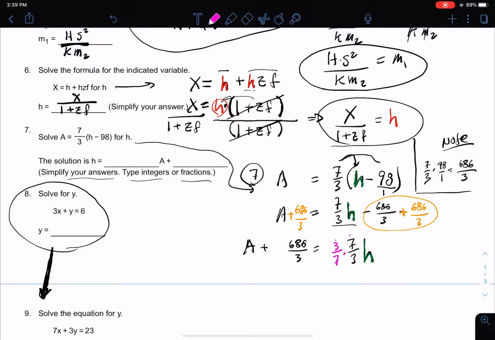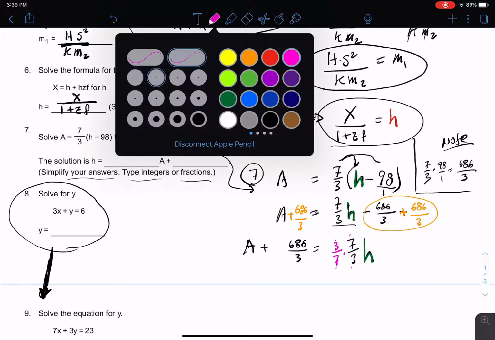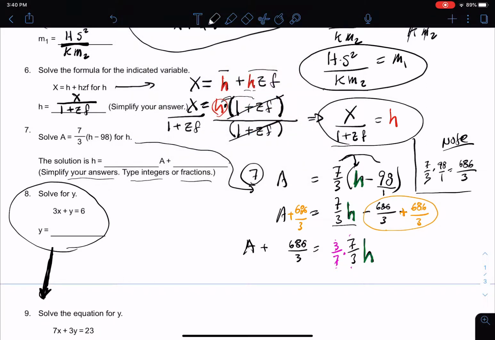3 times 7 is 21. 7 times 3 is 21. 21 divided by 21 is 1. So a lot of nice things happen real quick, and that's why we did that. Oops, if I do it on the right, I better do it on the left. The left has 2 terms, so I'm going to distribute 3/7 times A, distribute 3/7 times 686 over 3.